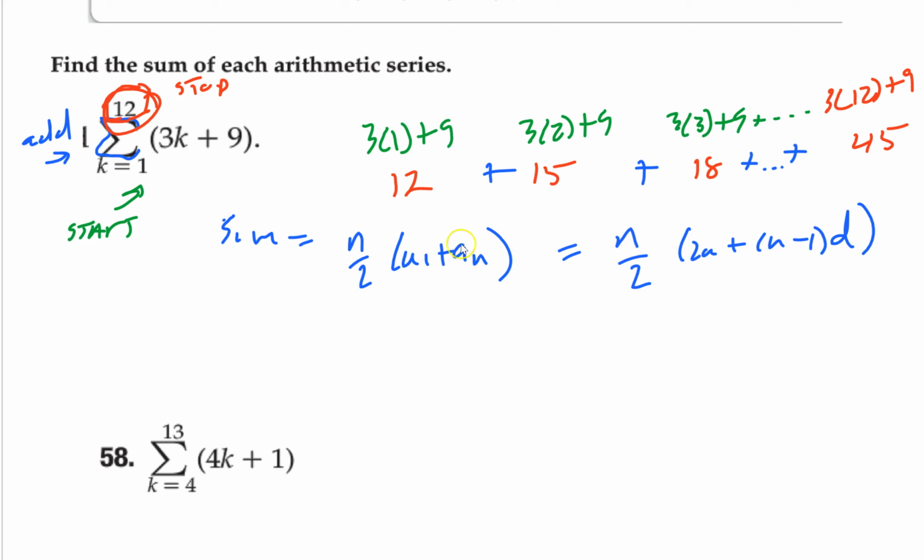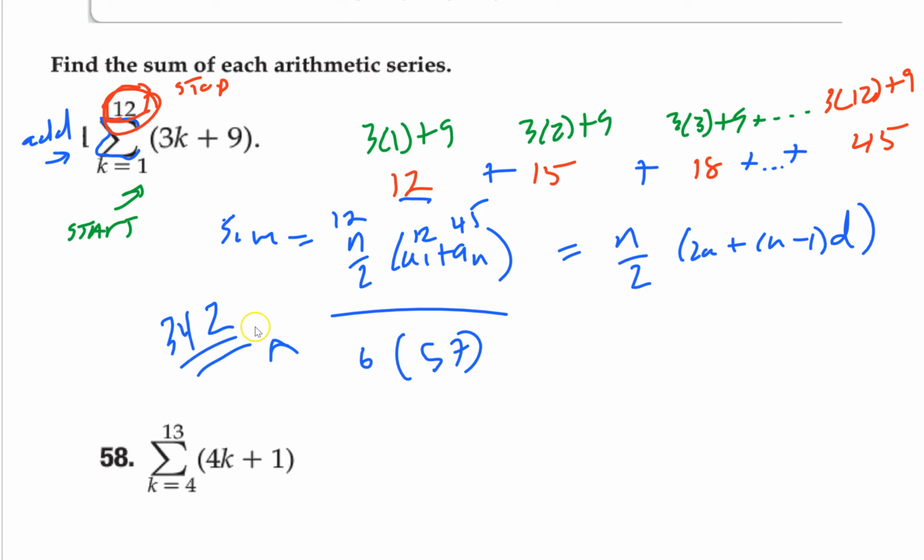But again, I could use this one because it's a little easier in this case, right? What's my n? I have 12 terms. What's my first term? 12. What's my an term? What's my last term? 45. So I get 12 over 2 times 57, also known as, let's see, 342. Right? So I don't need to count it one by one. I can just use that.